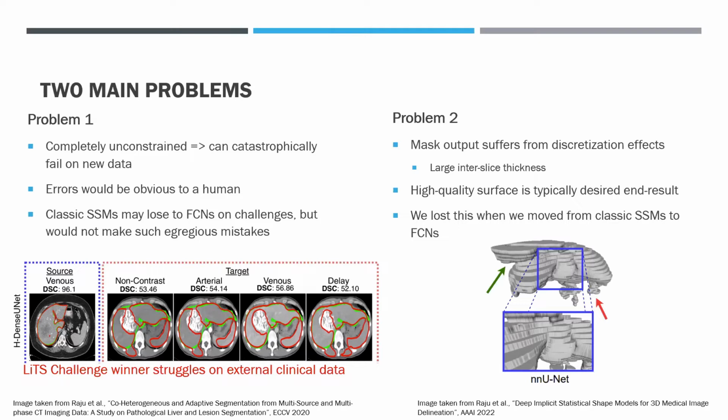its behavior and robustness. The second issue is FCNs typically work on a mask basis. So they're given an input image, and they output a mask. So voxel by voxel discretization. There's typically large interslice thickness there. So the masks that can result, if you want to render the surfaces, can be quite ugly. You have these stairwise effects. Typically, actually, what we want is a high quality surface as the end result. Now, you can sort of address this with some pre-processing or post-processing, but we did kind of lose this ability to natively produce high quality surfaces when we moved from classic SSMs and other approaches to FCNs.